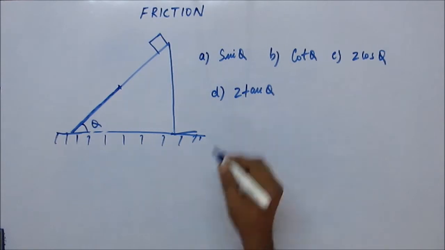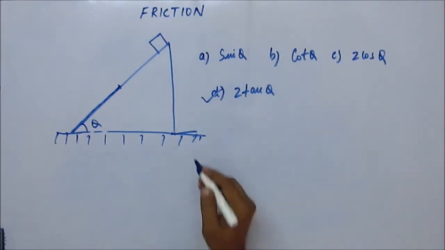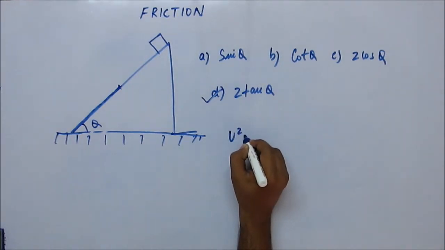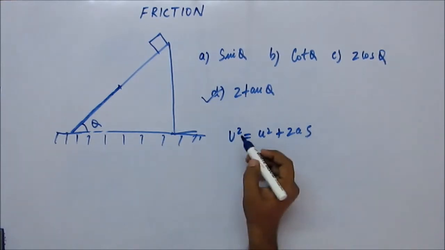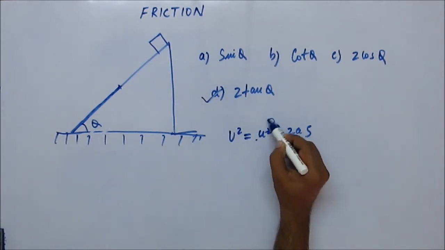So the answer to this is option number D, and that is pretty easy to find. Let's discuss. Now, if you know this equation of motions, rectilinear motion, perhaps from class 9th, so you know that v square is equal to u square plus 2as. You know this? If it is starting from rest, that means the initial velocity is 0.